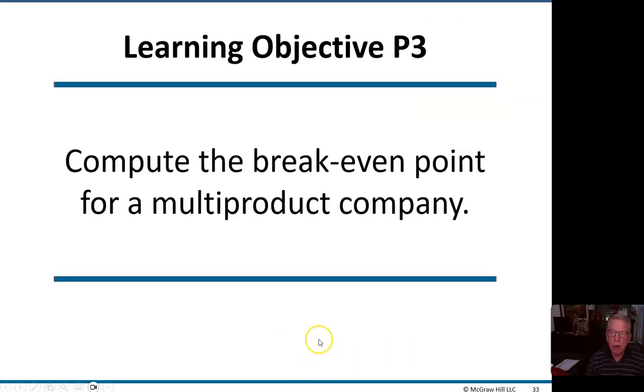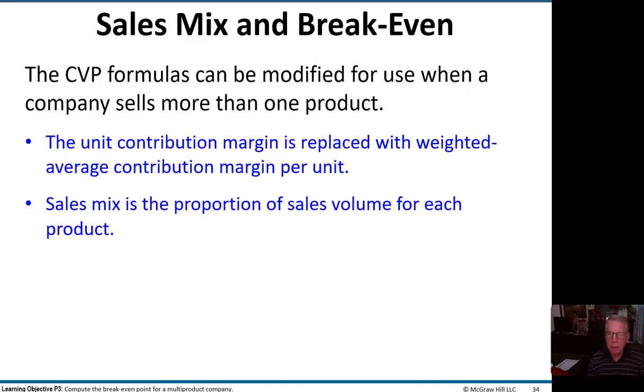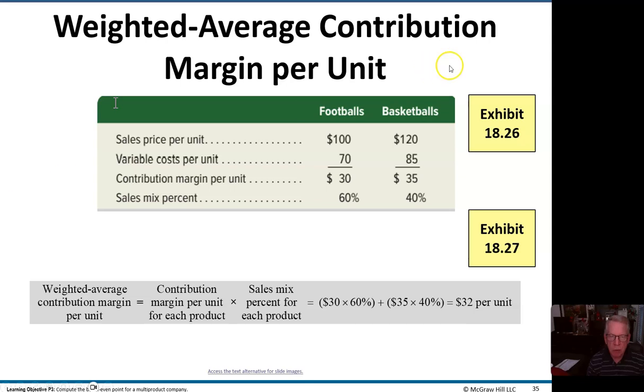So now let's look at a little more complex example where we do the break-even point for a multi-product company. And so here, the CBP formulas can be modified for use when a company sells more than one product. The unit contribution margin is replaced with the weighted average contribution margin per unit. The sales mix is the proportion of sales volume for each product. So let's look at a little bit of an example here.